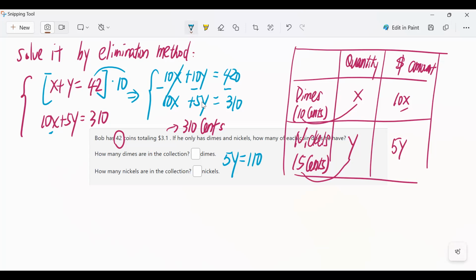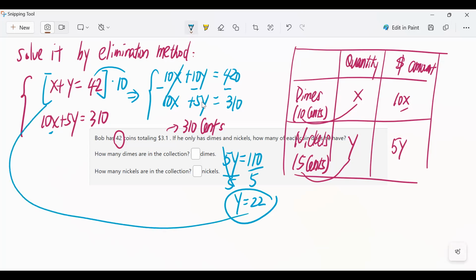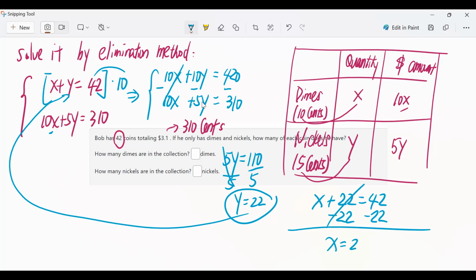Now divide both sides of the equation by 5. So y equals 22. That means we have 22 nickels. And once you have that, let's plug back into the first equation and solve for x. So x plus 22 equals 42. I subtract 22 from both sides of the equation. That's equal to 20. 20 dimes and then 22 nickels.